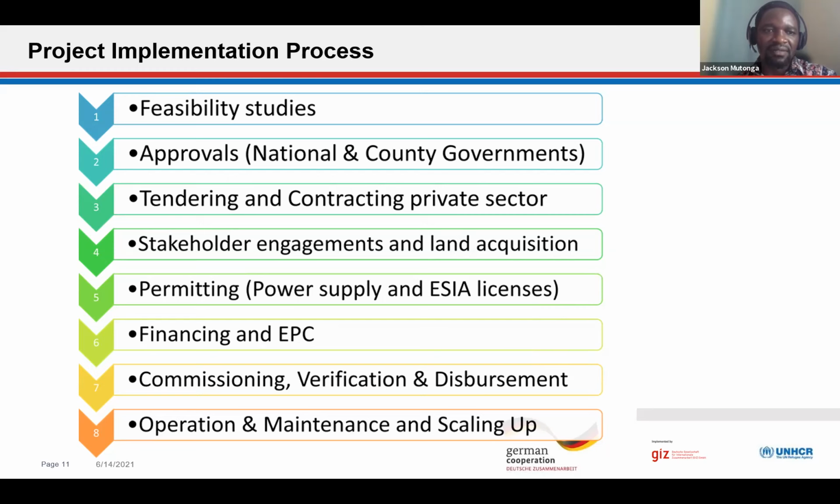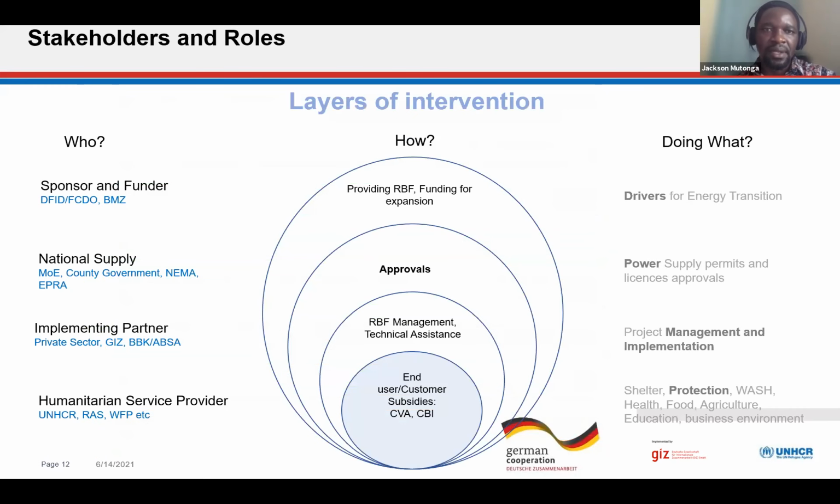Then the private sector did financing and engineering, procurement and construction. Upon end of construction and connections, we did verification and authorized disbursement of the incentives. Then operation and maintenance was left to the private sector. Of course, such a process would mean a lot of stakeholders along the way, and you have to engage them at every stage. Every stakeholder is important for the implementation of the project.